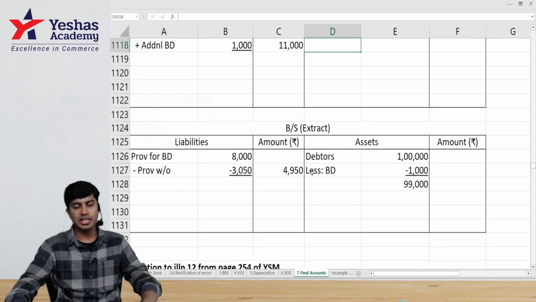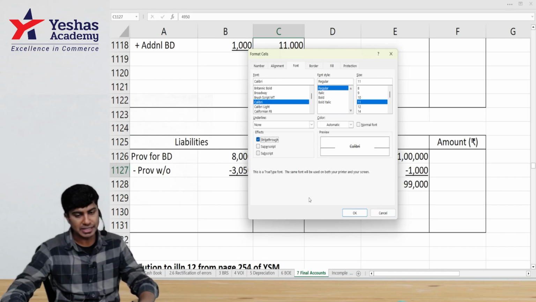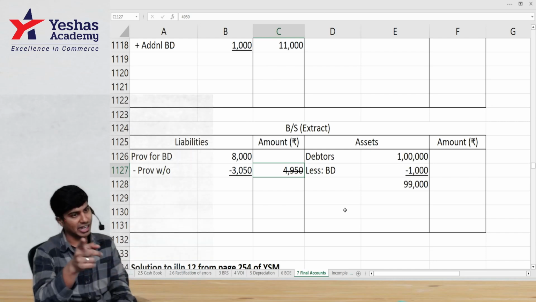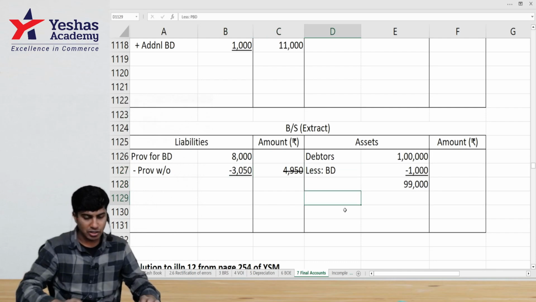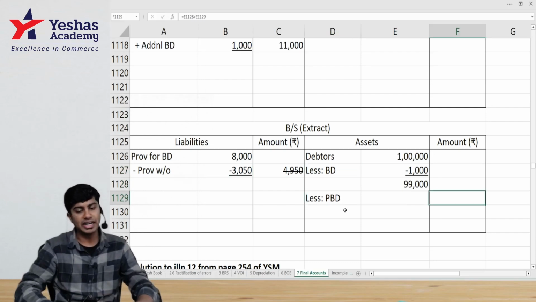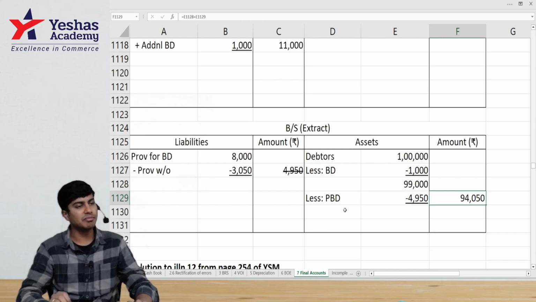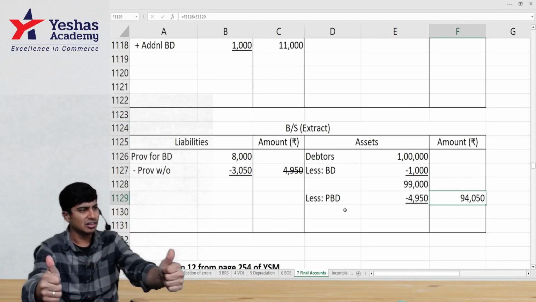The only point that I should note is that because provision is a liability, I've written it on the liability side. However, because it relates to an asset, we have to eliminate it from the liability side. And as a matter of presentation, I would deduct it from my asset of 99,000, making my debtors become 94,050. Did you get it?